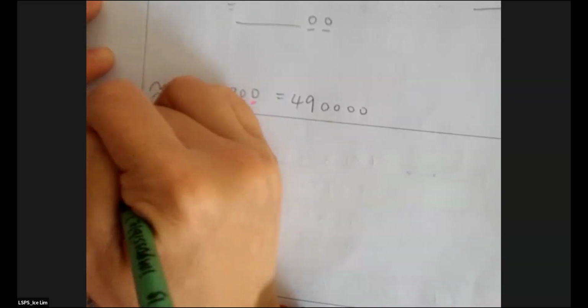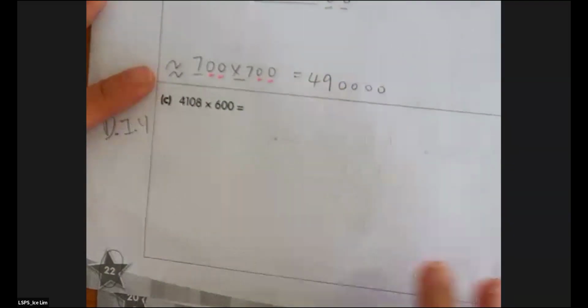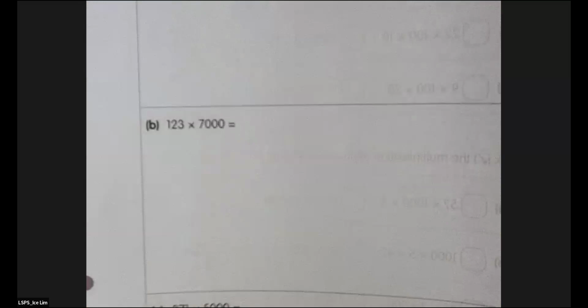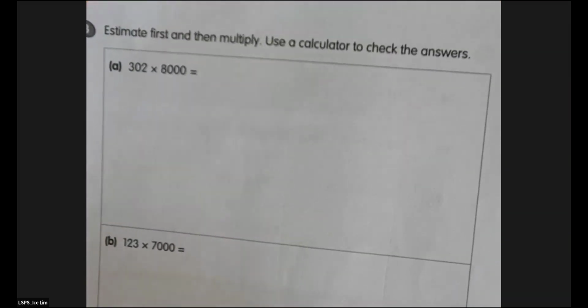Okay, DIY 22. Moving on now, is this okay? Moving on to the next page. Now comes to page 23, thousands. Okay, is it okay? Yeah.